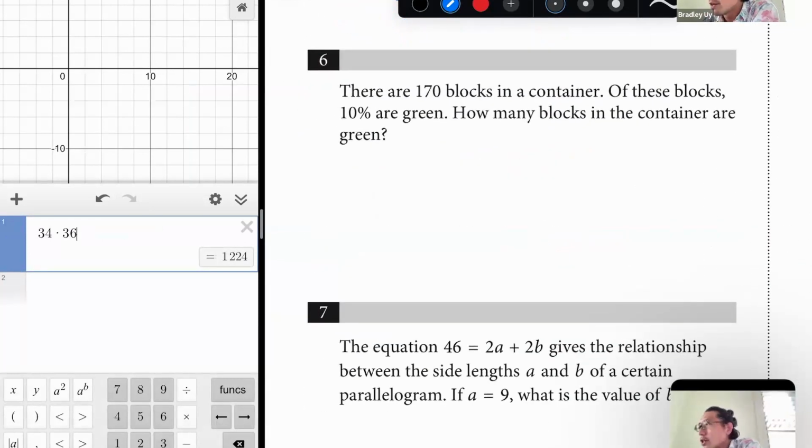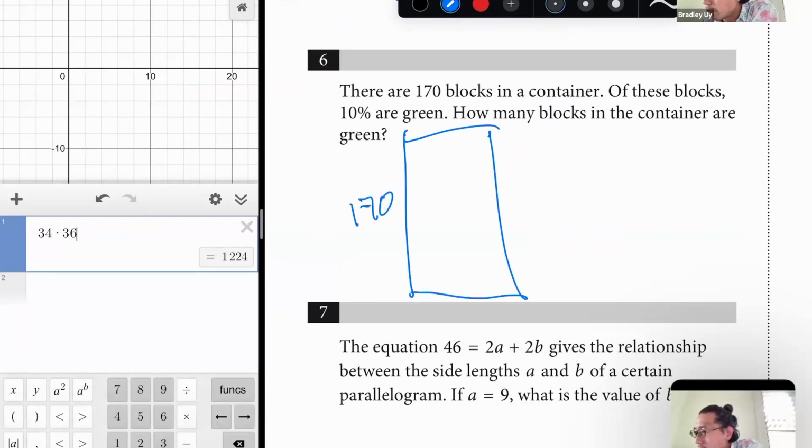There are 170 blocks in a container. So if I just drew a container and this represented 170 blocks, of these blocks, 10% are green. So this portion and below, which might be roughly 10% of the whole container, is green. How many blocks in the container are green? Well, we would want to take 10% of 170, of the total.